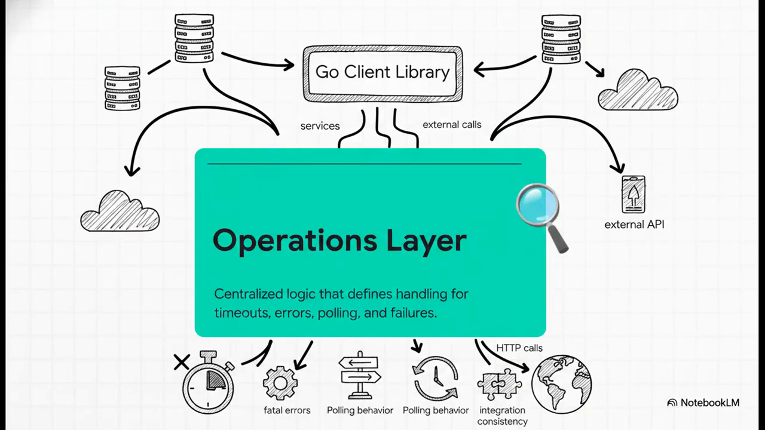Now, that is the exact moment a client library stops being just a simple developer convenience and becomes a full-blown operations layer. A Go client library for an external API is not just a wrapper around HTTP calls. Once multiple services depend on it, it actually defines how your entire organization handles timeouts, cancellations, retries, fatal errors, polling behavior, proxy routing, balance checks, and integration consistency.